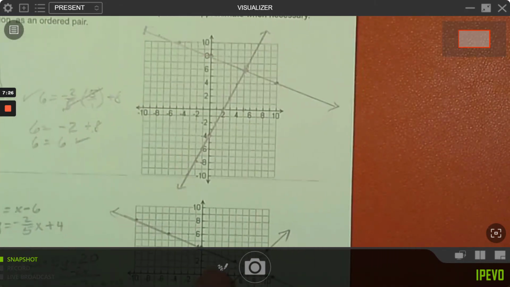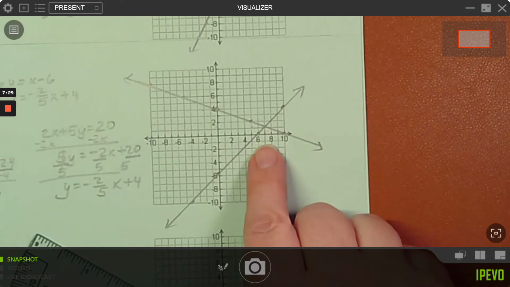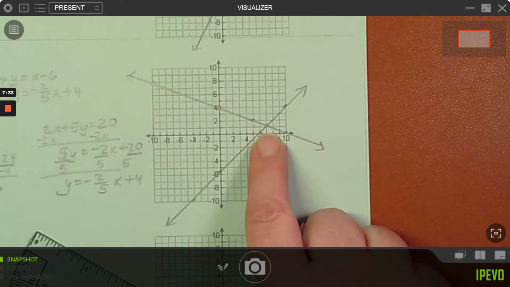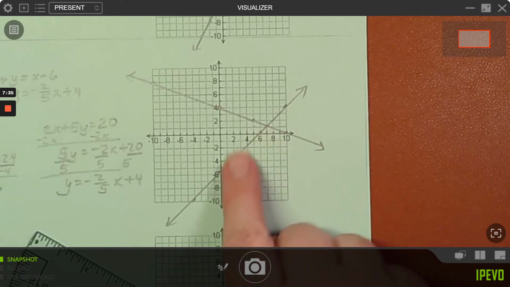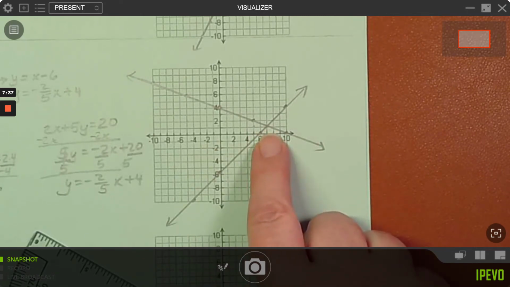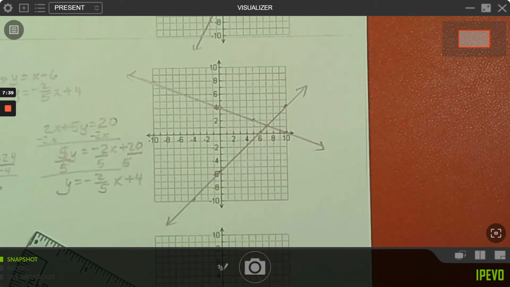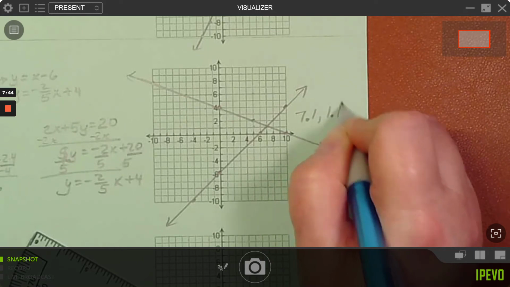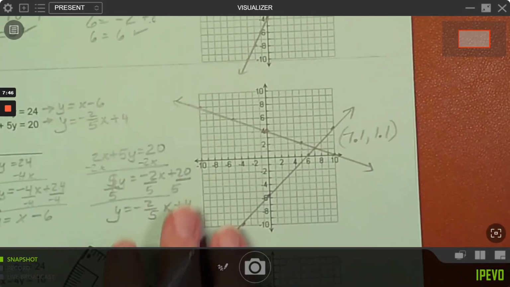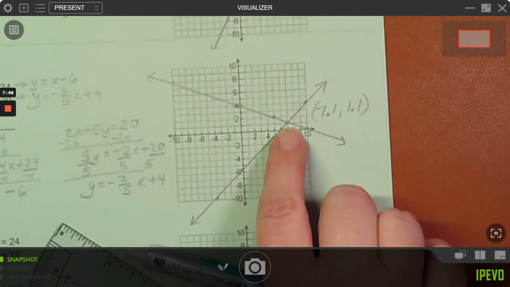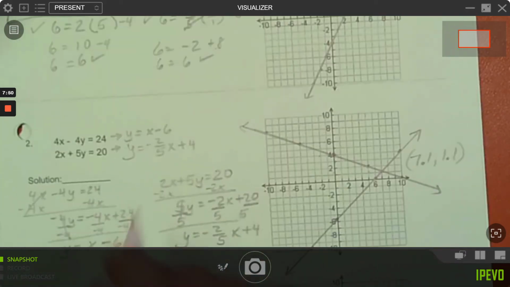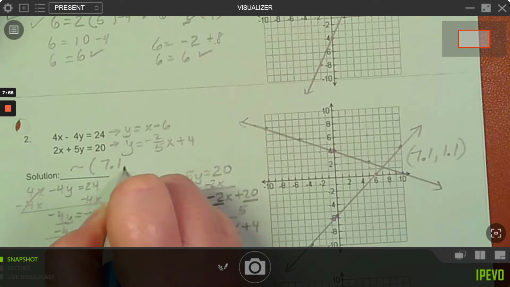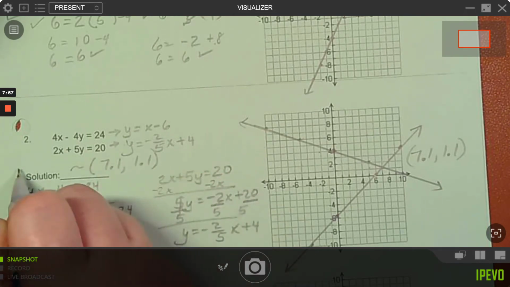Okay, so if I take a look at that point of intersection, I would say that's at 7.1 and then probably 1.1. So right 7.1 and then up 1.1. And that's an approximation, again, because it's not going through an exact point, it's just a little above and a little to the right. So approximately equal to 7.1, 1.1.